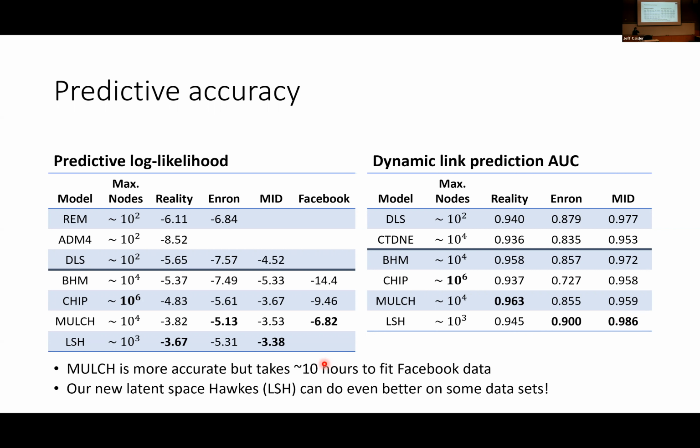It can scale, but it takes some time. This Facebook data here had something like 40,000 nodes. It took 10 hours to fit it. But that's why we say it scales to roughly about 10,000. Our new latent space Hawkes model can do even better on some data sets. 1,000 nodes is starting to push it.